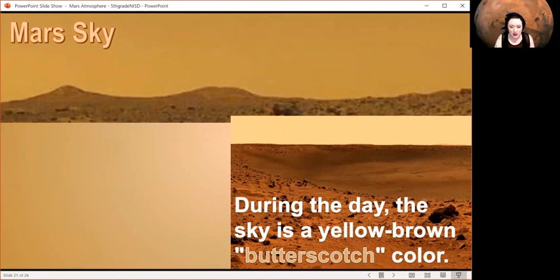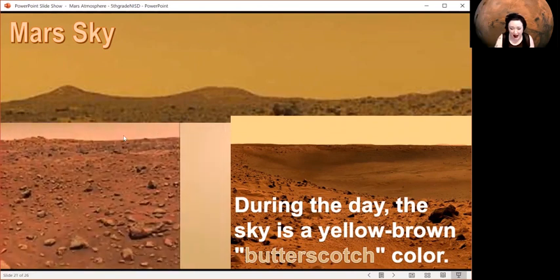So when we look at the Mars sky, it's generally some sort of brownish, yellowish, pinkish color, often called butterscotch. But it really does appear to be this color. From all of the rovers that we've sent in the last 25 years, we're really seeing that the sky is not blue. During the day, what we see is this kind of yellowish, pinkish, brownish color. And so the sky on Mars is not blue, it's butterscotch.